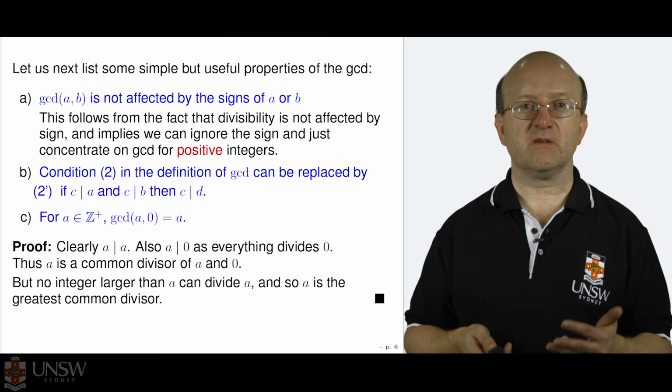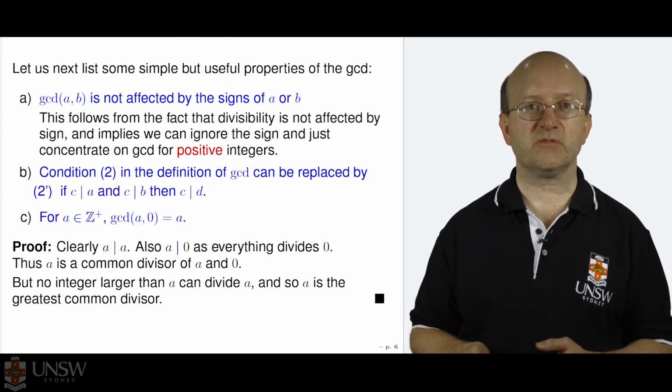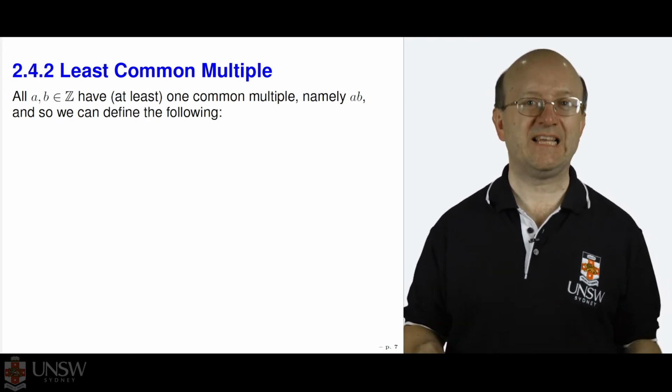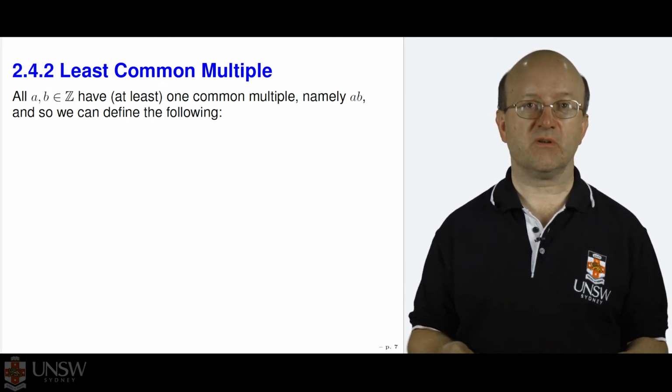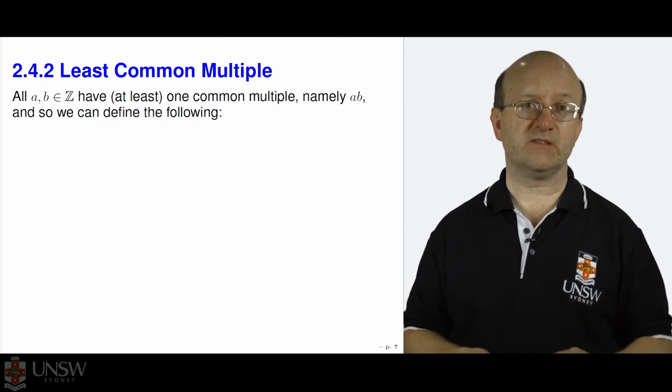So having had a brief look at GCD, let's turn to the other thing we were talking about, common multiples. Well, is there such a thing as a common multiple? Yes, clearly. For any integer A and B, then A times B is a common multiple of both A and B. So the set of all common multiples is never empty. It always contains at least AB.